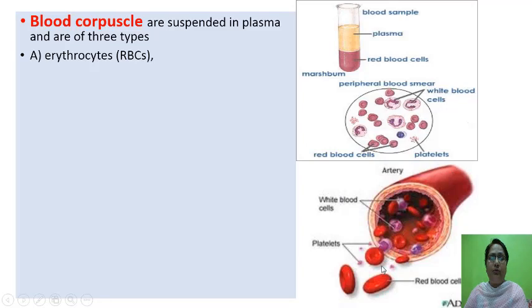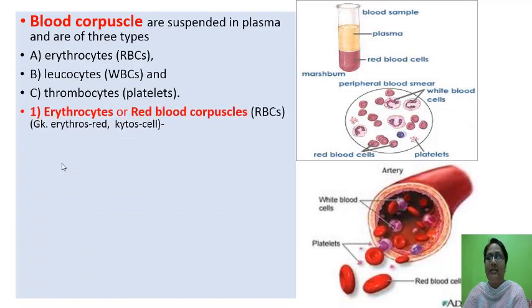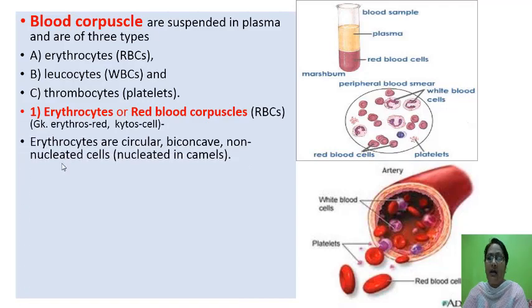Now we shall move to the point. Blood corpuscles are suspended in the plasma and are of three types. The first is the erythrocyte, also called RBC. The second is the leukocyte, WBC. The third is the thrombocyte, or platelets. So these three cells are present in the blood. First we shall see the erythrocytes or RBCs.